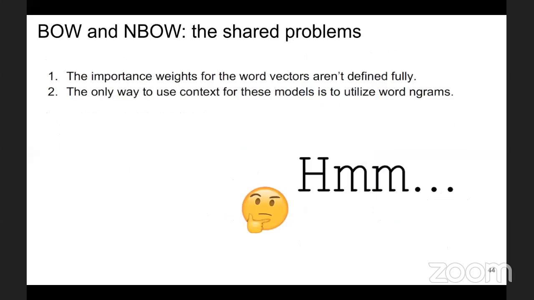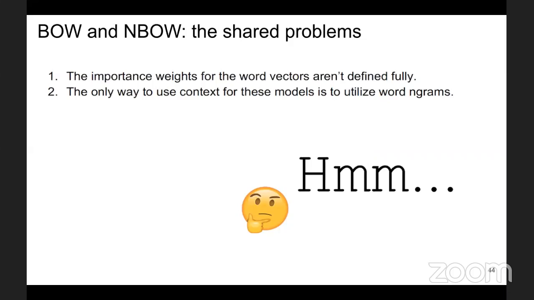Now let's go to the common things here. The common problems shared by both are that the importance of weights for words is not fully defined, in the sense of which weight you apply to which word.